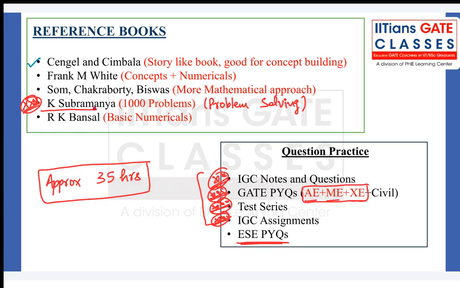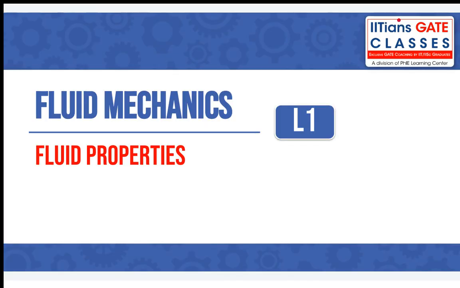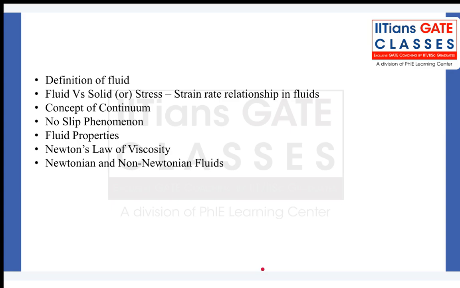Okay, so now we will start our first chapter or first topic for fluid mechanics, which is your fluid properties, the basics of fluid mechanics. So there are some topics in this chapter which we will cover. First of all, we will see what is a fluid, definition of a fluid. Then we will see what is the difference between a fluid and a solid. Then there is something called concept of continuum. Then there are some other topics like no-slip phenomenon. Then we will start the fluid properties, different properties like density, surface tension, vapor pressure, these things. Then we will have Newton's law of viscosity.